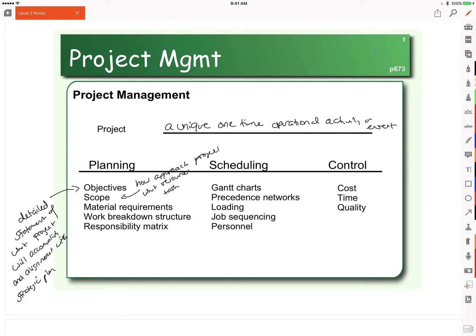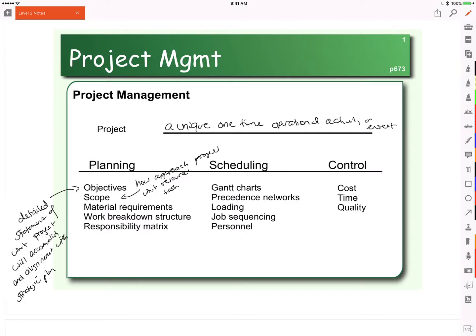We make sure we narrow the scope to something that we can actually accomplish. We look at what resources we need and who's going to do them. So what are the activities that are involved and who's responsible. So we did the planning process. And then we did scheduling.